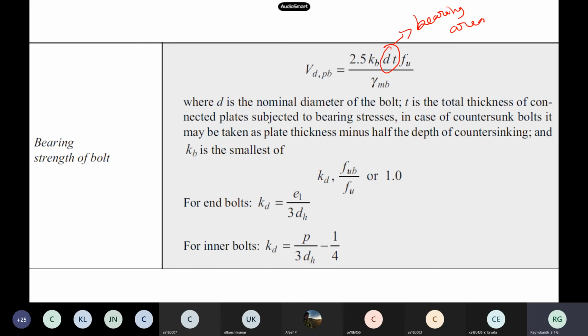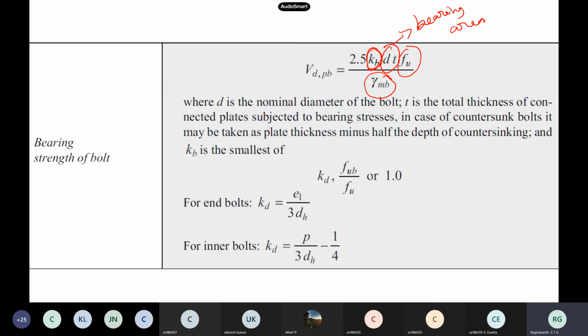Okay, and these are all the factors of safety you followed, by experiments and others. These come to 2.5. Then gamma mb is the limit state safety factor per strength. Fu is the tensile stress of the material itself. Then this is kb, which gives you one more empirical factor that you have to include.